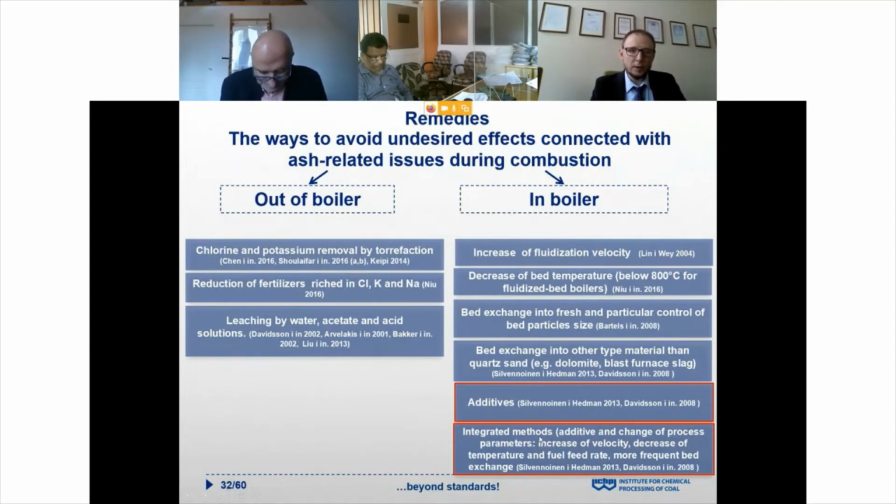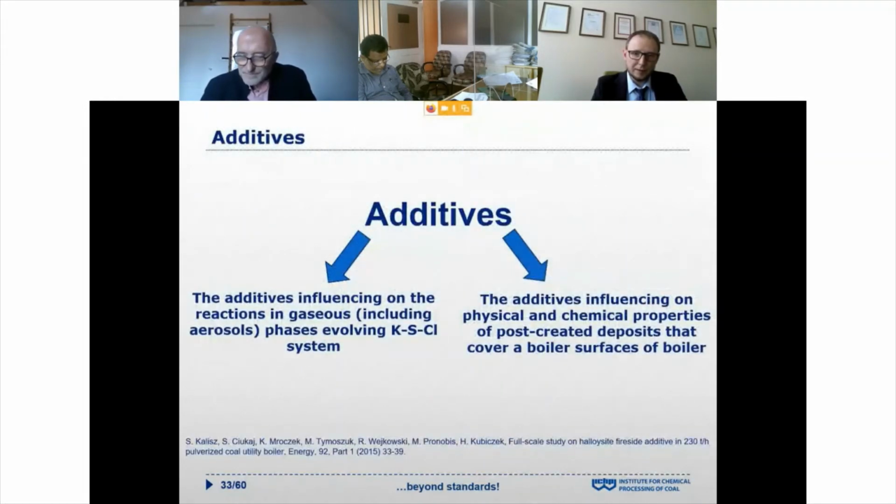But also, as we mentioned, we can use the out-of-boiler remedies. For example, chlorine and potassium can be removed by torrefaction. Also, we can ask our farmers, if it is possible, to reduce the fertilizers rich in chlorine, sodium, and potassium. Also, a very simple process is leaching by water and or acid. So let me give you some examples in the next slides.